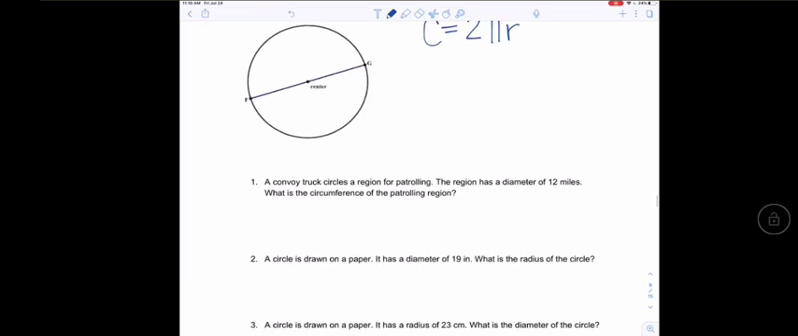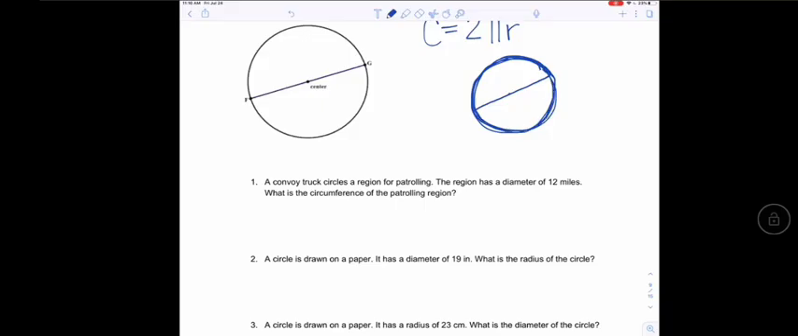Question number 1: a convoy truck circles a region for patrolling. The region has a diameter of 12 miles. So the region has a diameter. Remember the diameter starts at the edge, goes through the center, and gets to the other edge. The center of the circle is there. The convoy truck is patrolling this region, going around in circles in this region. So the question is, what is the circumference? If we find the circumference, that tells us the distance that the convoy truck is traveling around the circle.